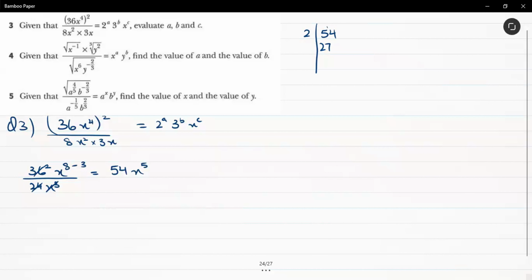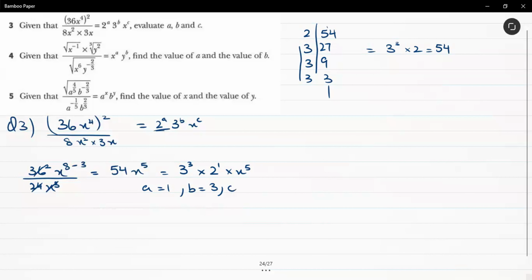So we simplify 54: 2 sevens are 14... sorry, it's not in 2. Look at 3 nines are 27, 3 threes are 9, and 3 ones are 1. So we have 3 to the power 3 multiplied by 2 is equal to 54. So we can say 3 to the power 3 multiplied by 2 to the power 1 multiplied by x to the power 5. That's basically what's happening here. So a is equal to 1 because that's the power of 2, b is equal to 3 and c is equal to 5. And that's our answer for question number 3.